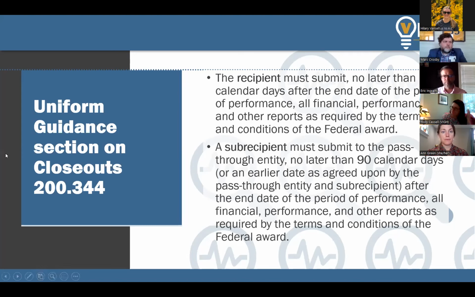There's a section for closeouts, 200.344. It's actually really good information to read. Part of the uniform guidance talks about how, if you're a recipient of federal funds, your closeout should be turned in to the sponsor no later than 120 days. If you're a subrecipient, the requirement is 90 days. So think about the recipient versus subrecipient relationship. A recipient is receiving the federal funds directly from the US federal entity or directly from the sponsor.